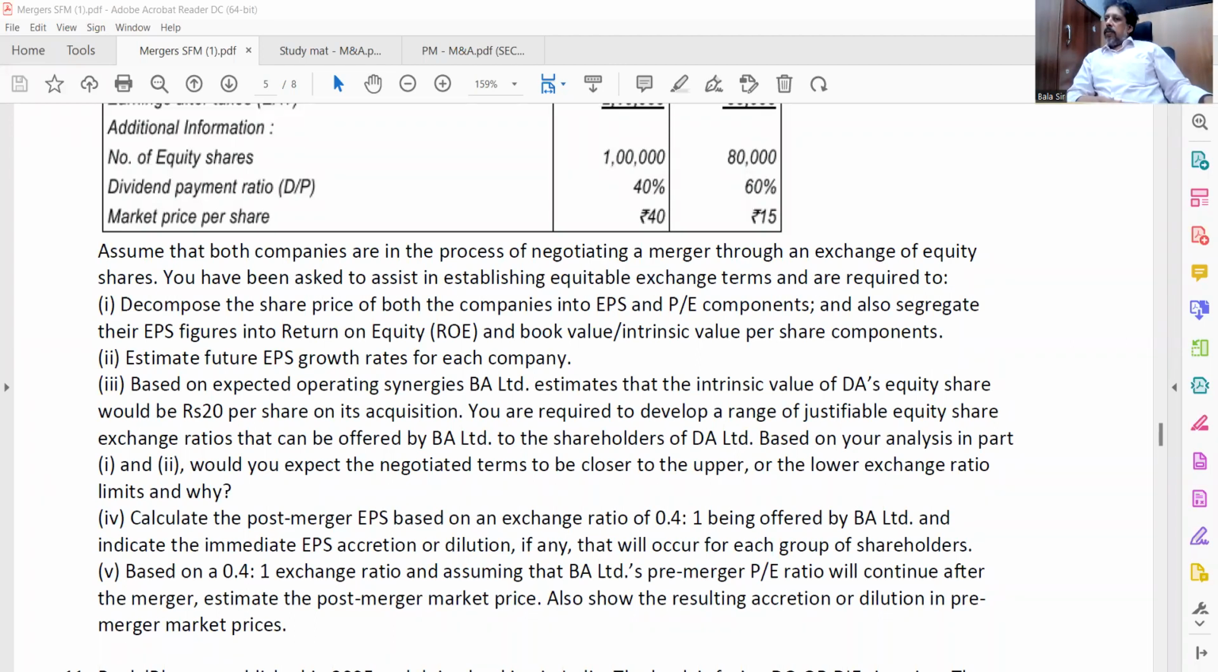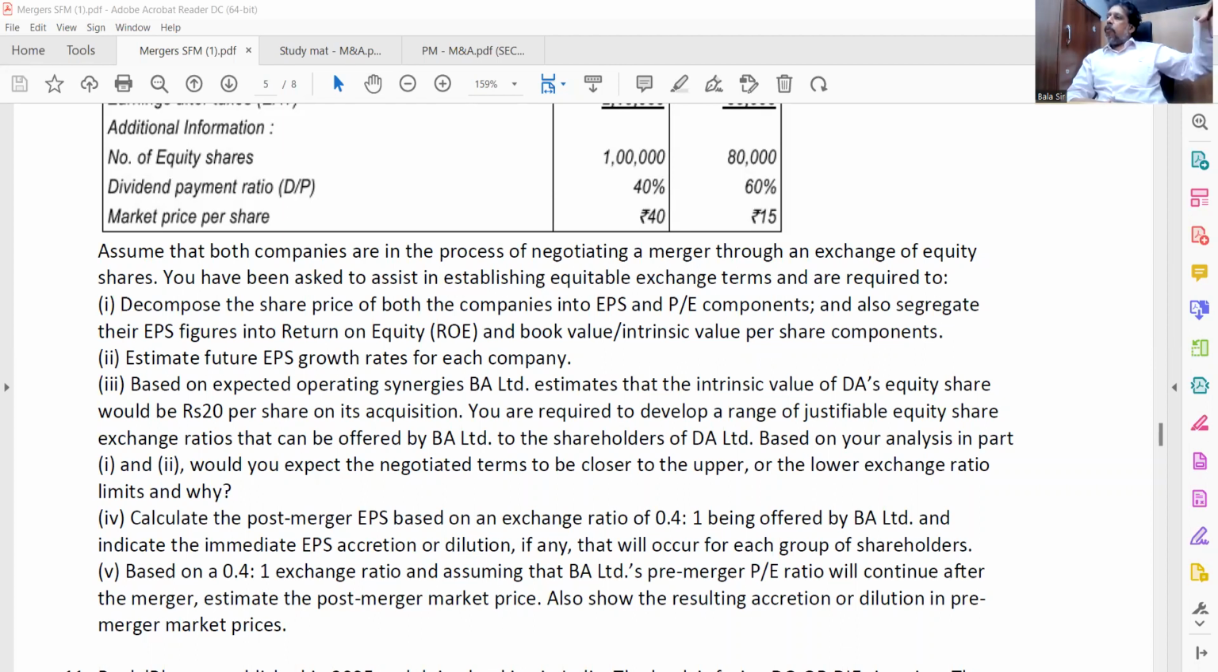Okay, so you're done with subdivision 2. Now, I'll skip subdivision 3. We'll come back to that. In fact, subdivision 3 only suggests that BA is going to acquire DA Limited, right? BA will be the purchasing or the acquiring firm, and DA will be the selling or the target company, right? Now, I'll skip subdivision 3 and come back to that.